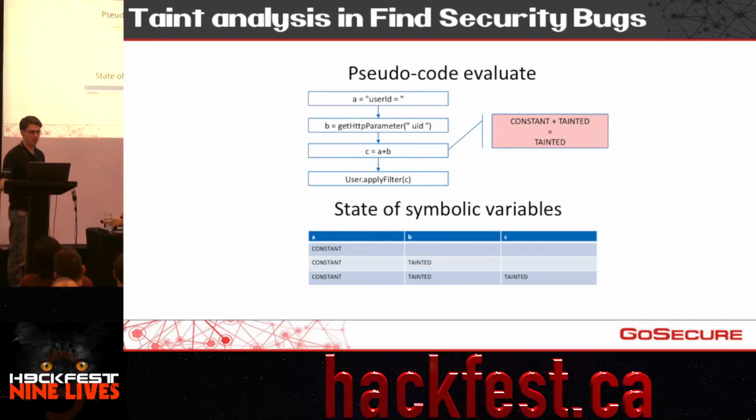So quickly, if we do the symbolic execution, we assign user ID to A, then we assign to B a user input. So at this point, B is considered tainted. If we look at the table, we see that we have 2 variables initialized. And then if we do the concatenation of both, at this point, we need to consider that C contains a tainted variable or is influenced by one, and as a result will also be tainted.